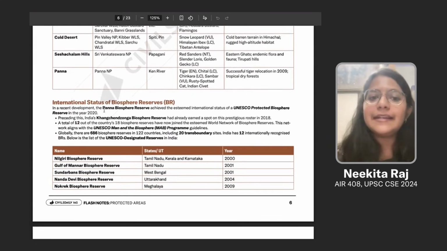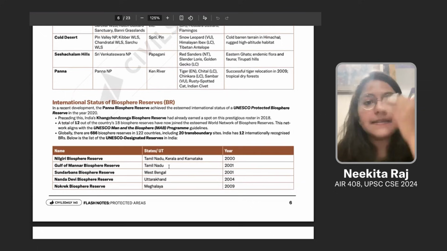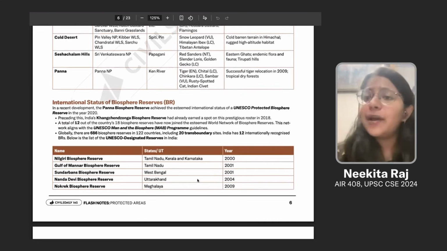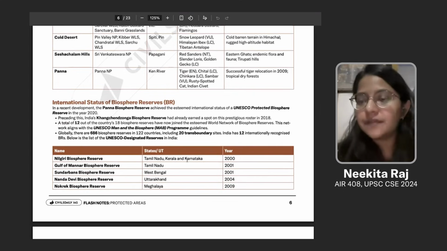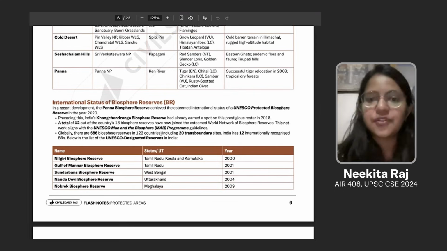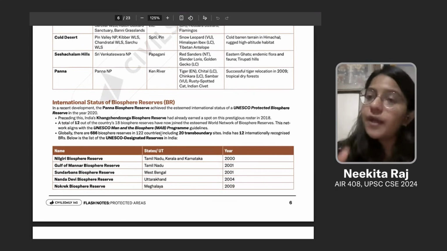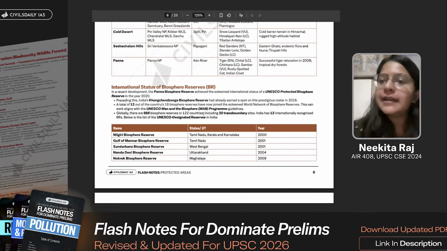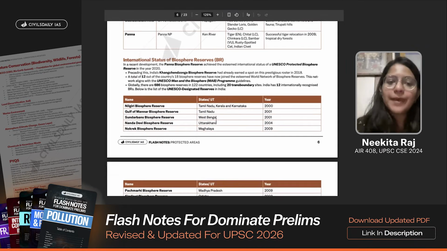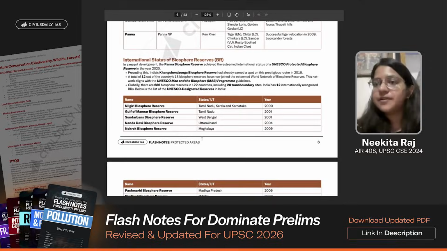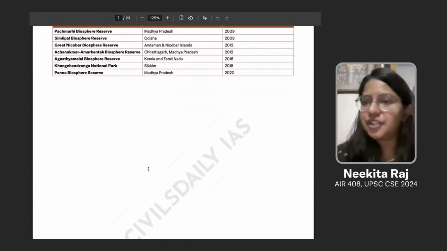Apart from that, इंटरनेशनल स्टेटस क्या है बायोस्फीयर रिजर्व्स का? There is this Man and Biosphere program है. Now not all our biosphere reserves are under this MAB program, right? Now what are those biosphere reserves which are under the MAB program? आपसे इस तरह से भी prelims में पूछ सकते हैं ना. So make sure that you know those MAB bioreserves also, which has again been mentioned here.